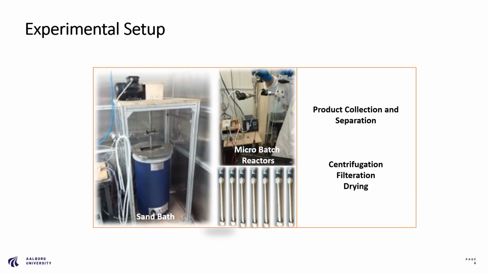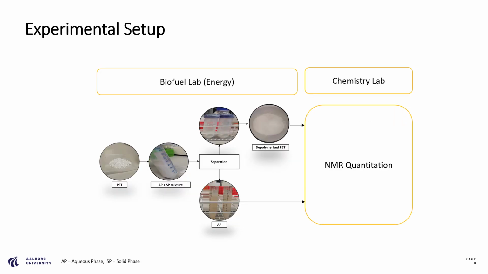We have a complete experimental setup in our lab for these experiments, including a sand bath, microbatch reactors, assemblies for monitoring temperature and pressure, and equipment for product mixture and separation. For the analytical quantitative NMR, we utilize our chemistry lab facilities. The setup allows us to thoroughly investigate the aqueous phase recirculation and its effects on PET depolymerization.